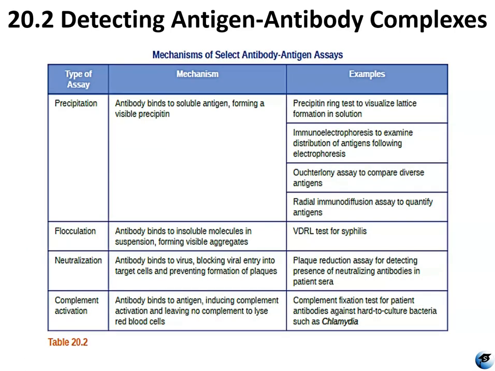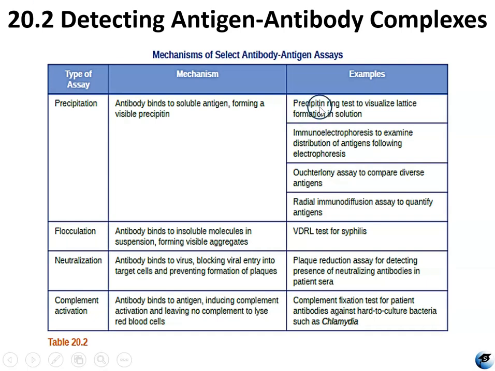So this is a nice summary table of the different types of assays that we just discussed. So again, tables are good too. Watching the supplemental videos and putting these things into a table can be very helpful for making sure that you understand the similarities and the differences. These are the 4 antibody antigen assays that we just went through: precipitation, flocculation, neutralization, and complement activation. Okay, and then it gives the mechanisms of how it works, and then examples over here.